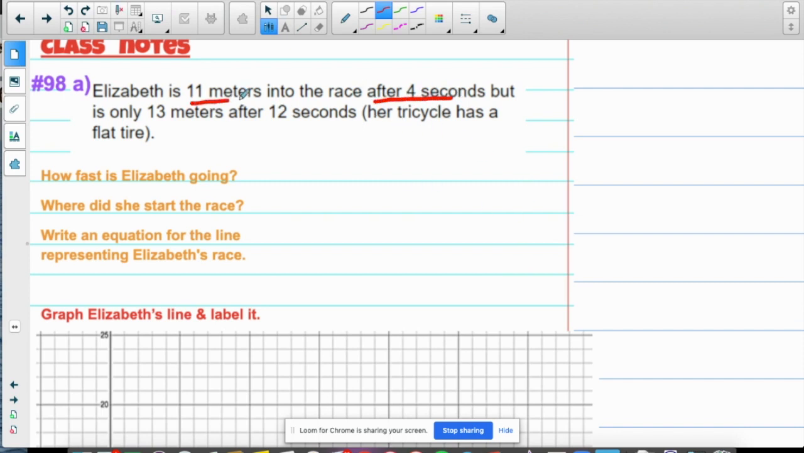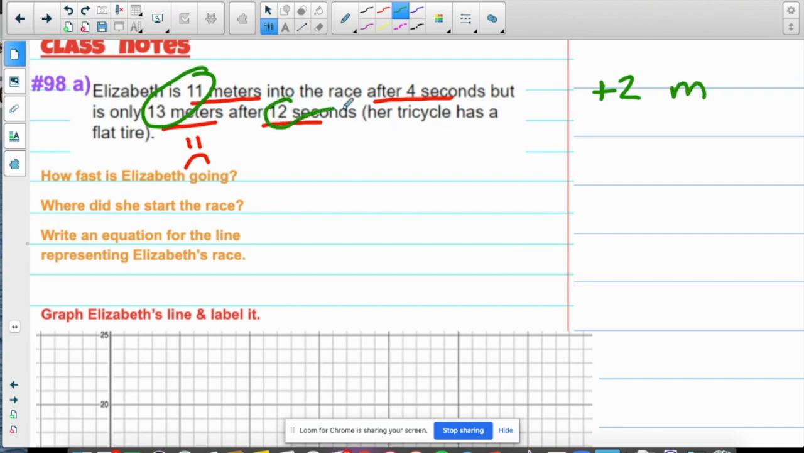So that's one piece of information. But she is only 13 meters after 12 seconds. She got a flat tire. Oh, boo, Elizabeth. Sorry, girl. So how fast is she going? Well, between these 2 points, so from 11 to 13, she gained 2 meters.